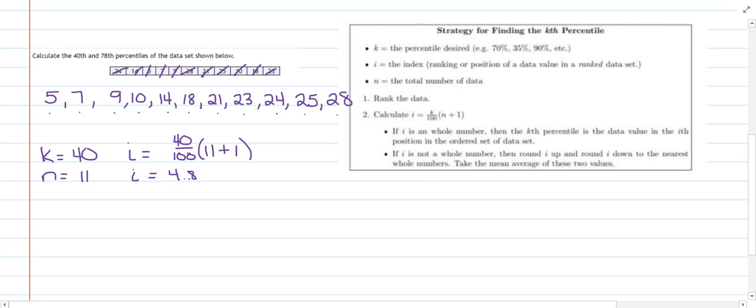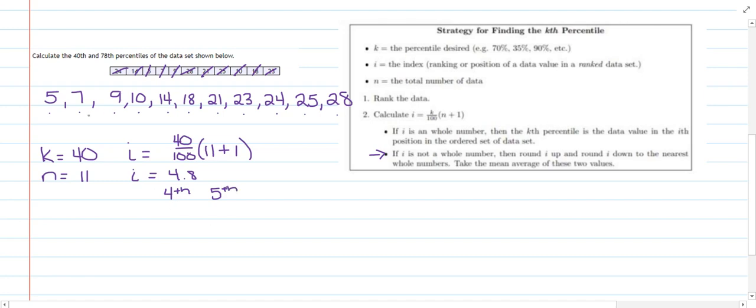Now, I is not a whole number. Okay, so now we have to go to this scenario. So if it's a whole number, we look at the first scenario. If it's not a whole number, we're looking at the second scenario. So we're going to round I up and down to the nearest whole numbers. So this is the position that it's in, which means we want to look at the 4th and the 5th number in our data set.